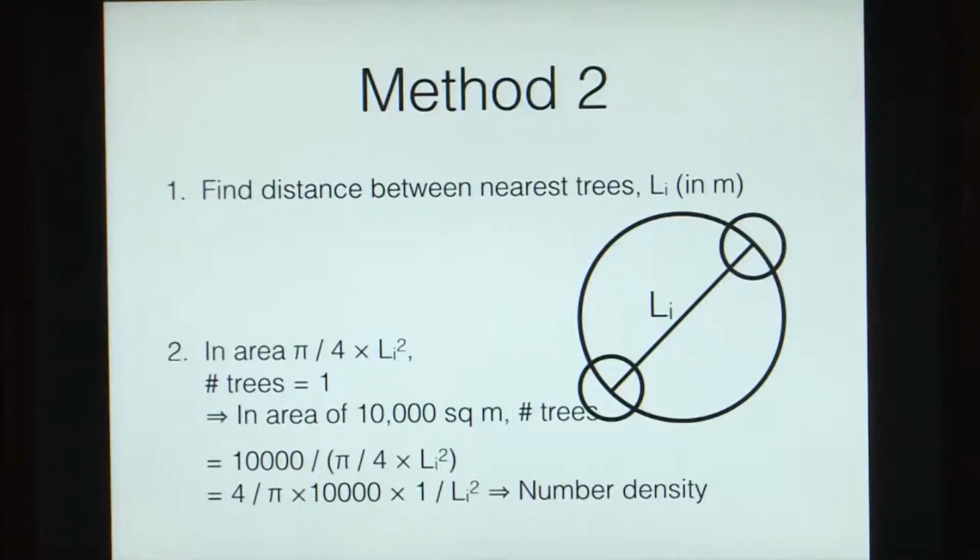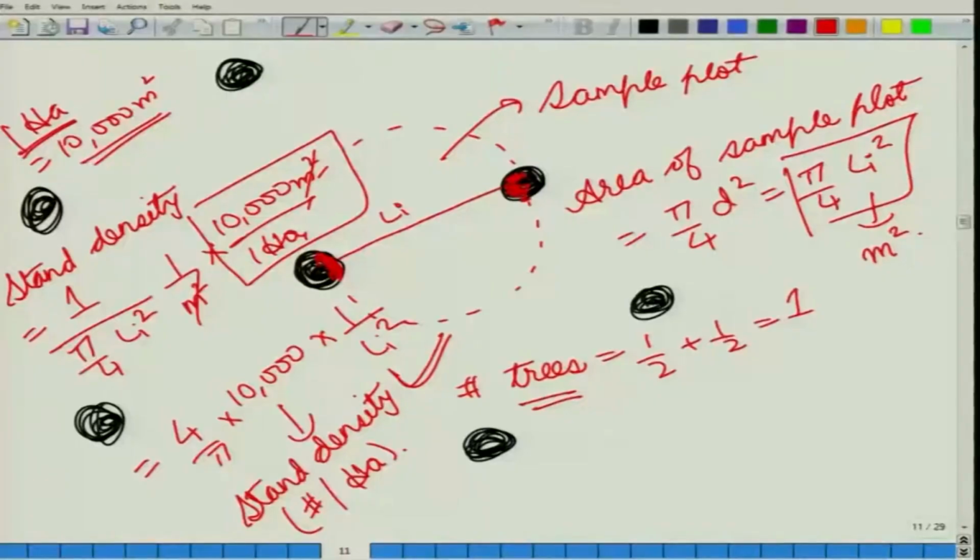Now, coming to the tablet, here we derived that in the case of having two trees, this is our first tree and the second tree, and the nearest distance between both of these is given by Li. So, we have the stand density given by this equation, 4 by pi into 10,000 into 1 by Li square. This is a very simple method of getting to the stand density just by looking at two nearest trees and getting one measure.